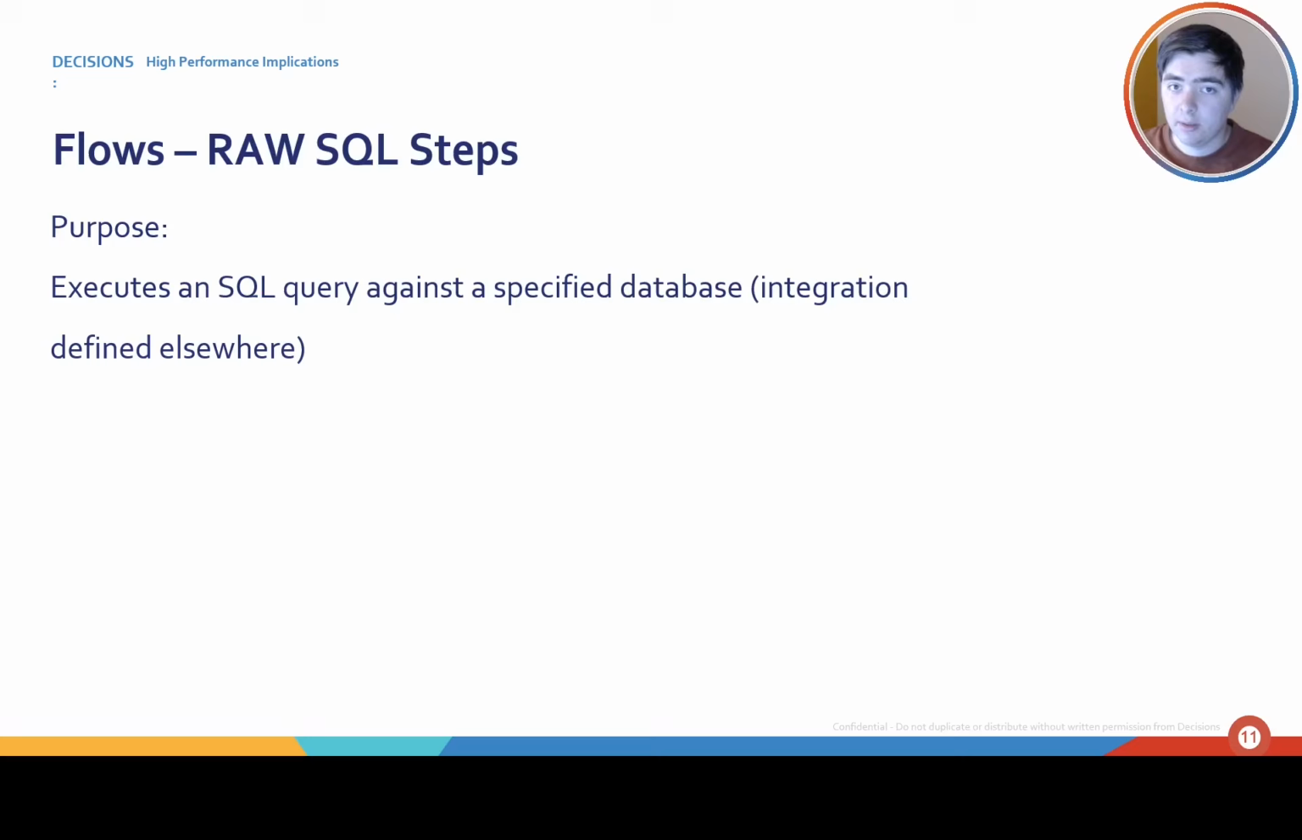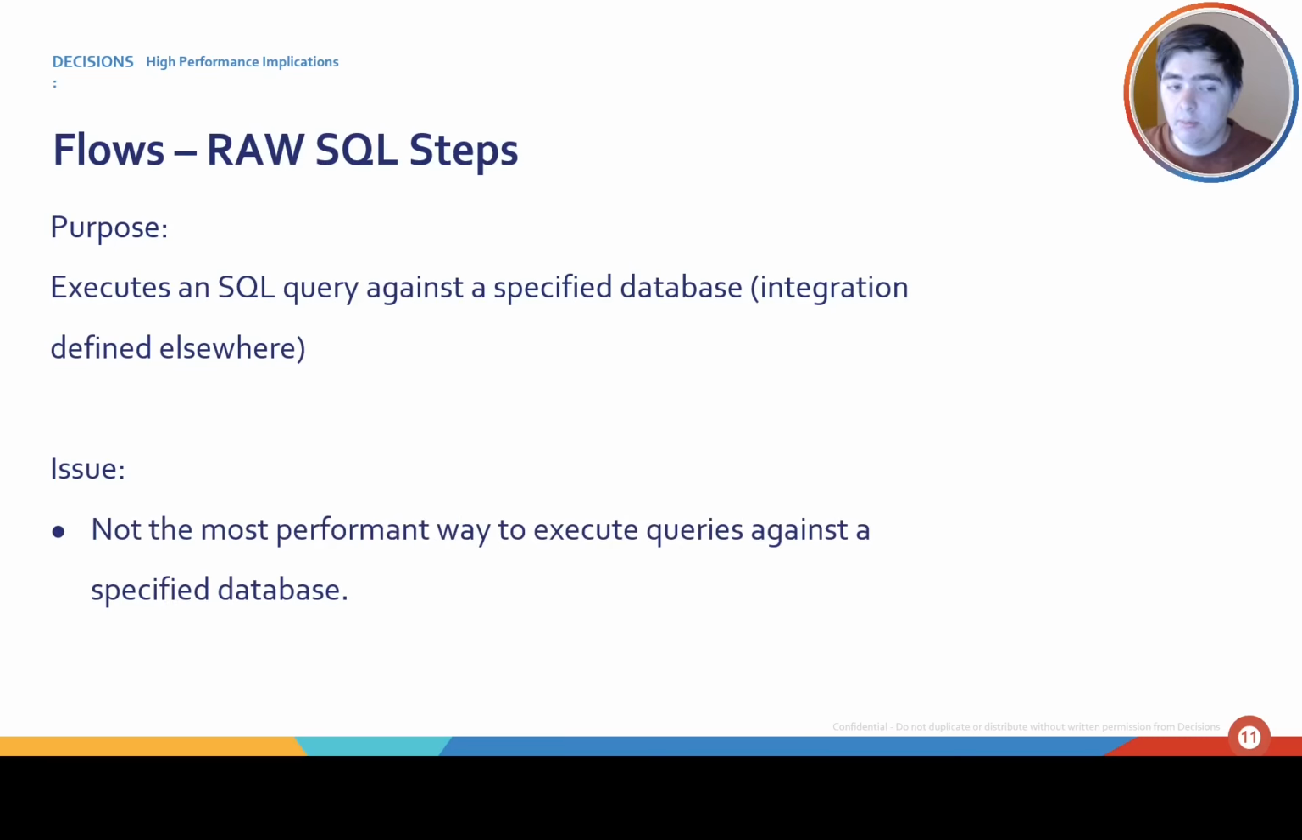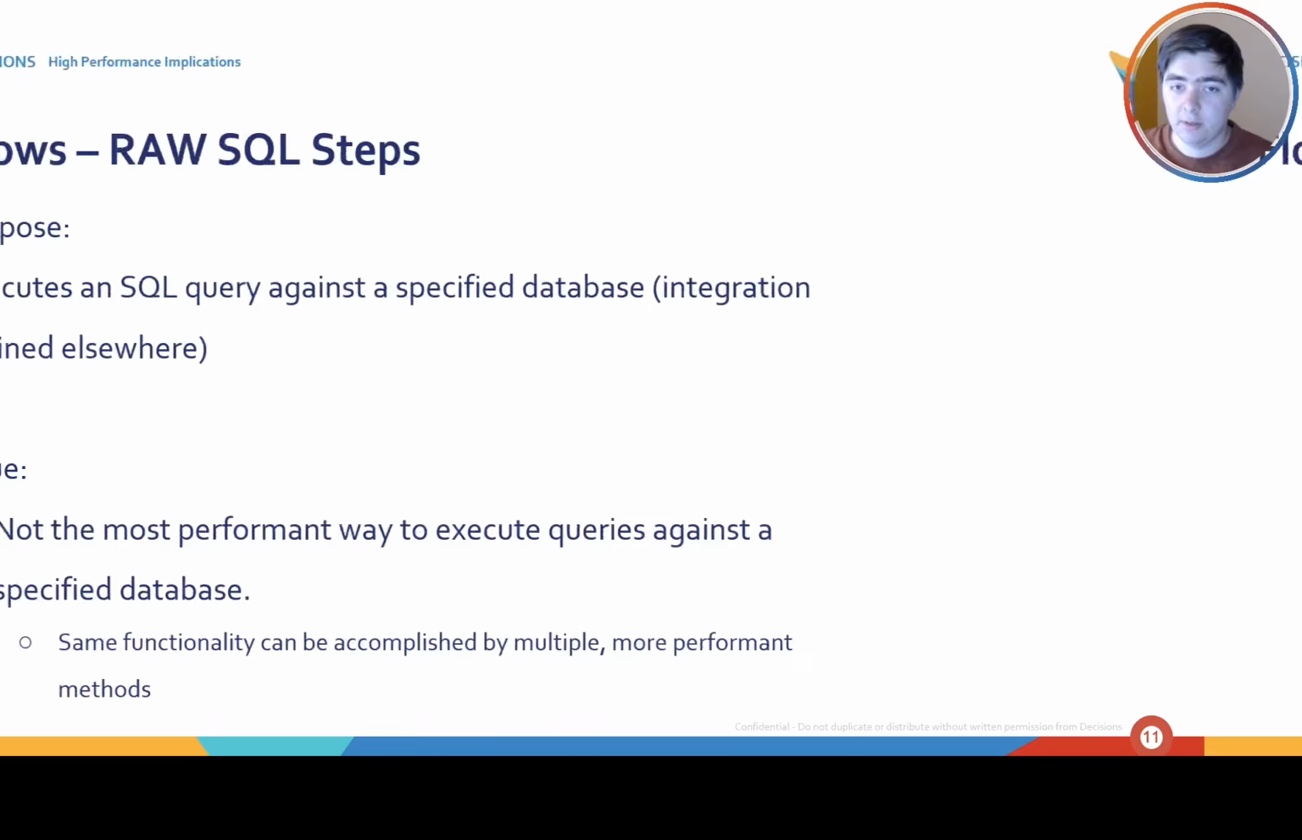So what's the issue with this? Well, the issue is not so much that it executes a query, but more to the fact that there's almost always a more performant way to perform the query action within Decisions aside from using a raw SQL step. There are multiple more performant methods to accomplish the same task in almost all cases within the Flow Designer. So let me go over some of those alternatives now so you get an idea of when to use them.